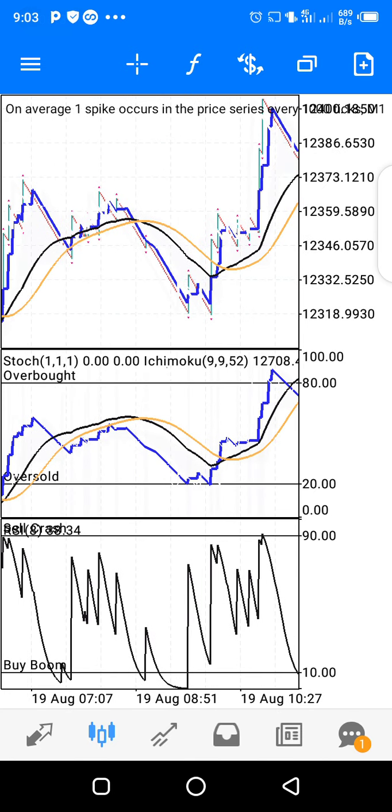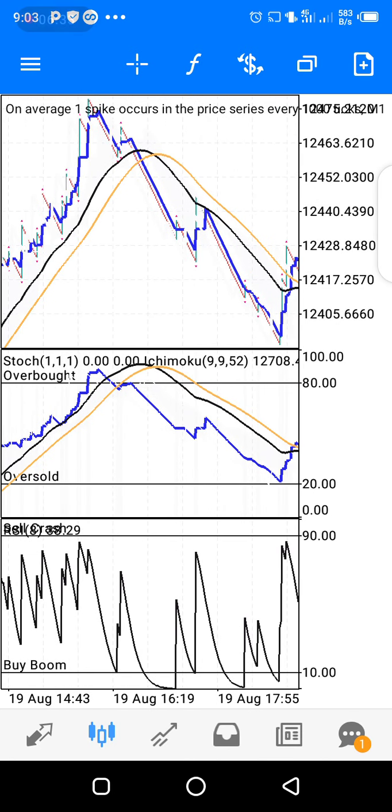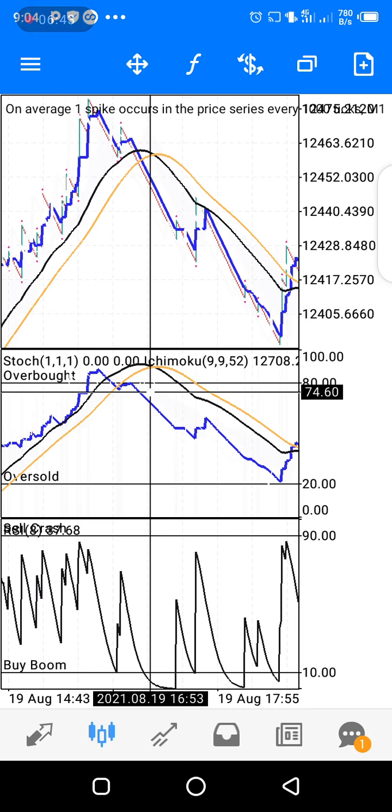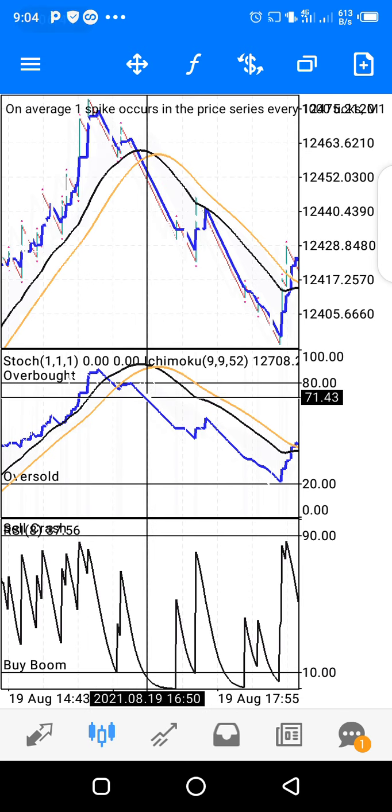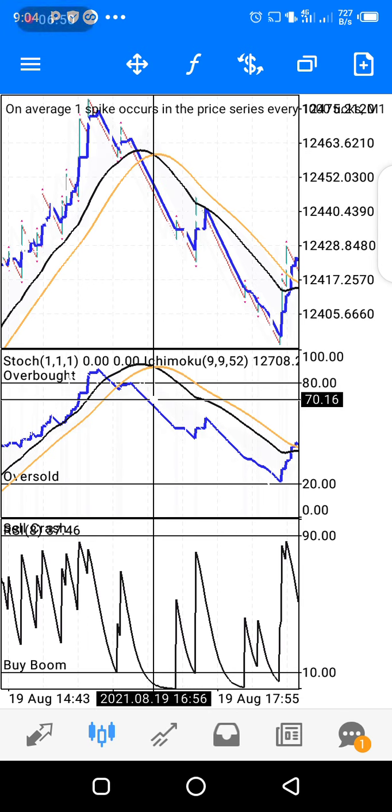Now this indicator, you can see on the main chart and on our indicator window 1. You see this area where this black moving average and the yellow meet. I believe you are seeing what I'm showing you. The point where they meet is a confirmation that the trend is about to change.